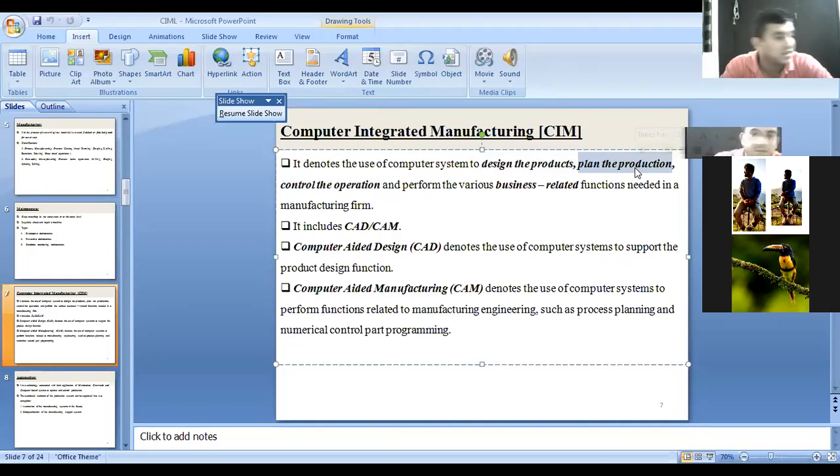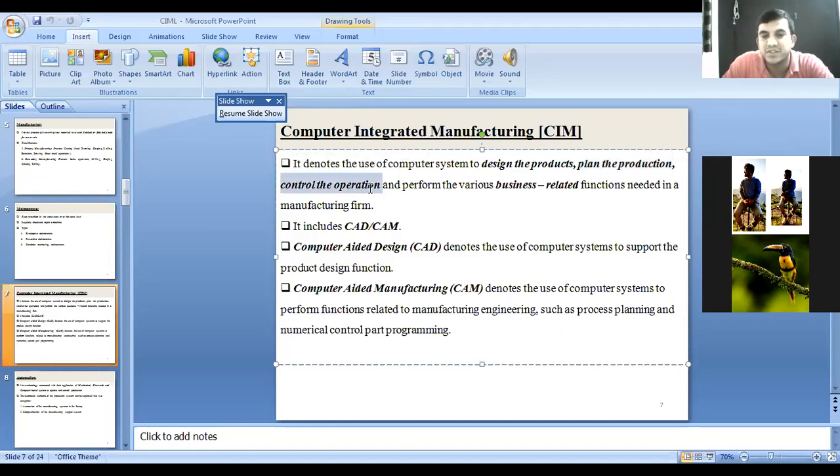For example, in a cylindrical object, first you go for plane turning, making it from 21 mm to 20 mm. Then you go for step turning, then taper turning, then threading, and so on, until you get the final component. Before converting raw material to the final product, the set of plans is called planning the production. After that, you go for controlling the operation.